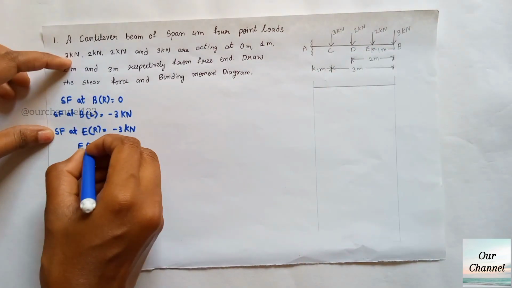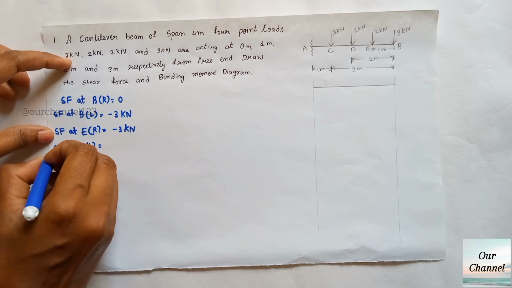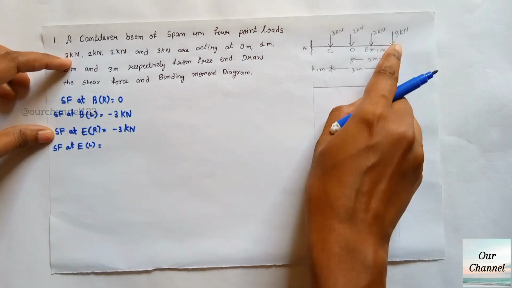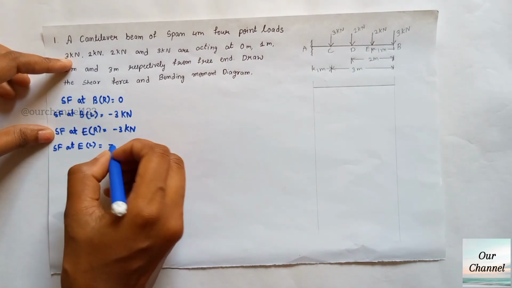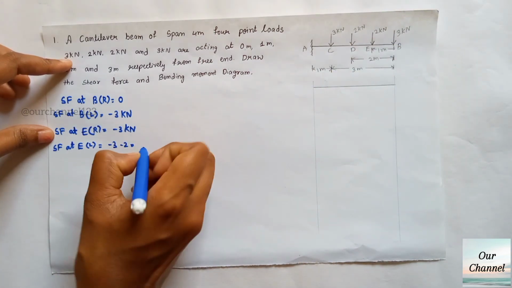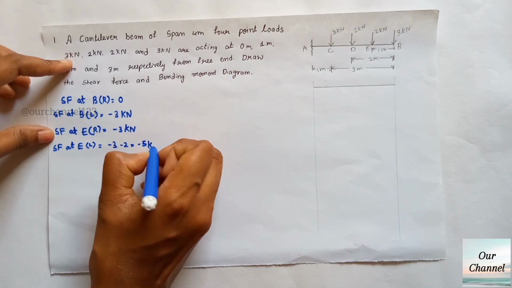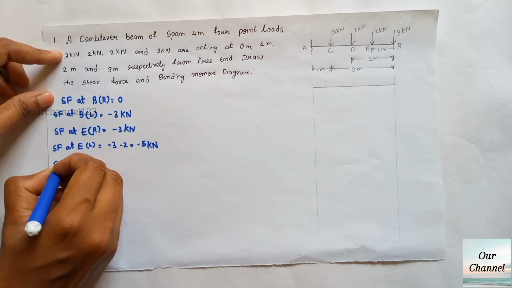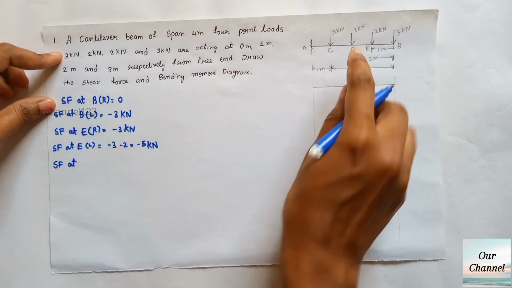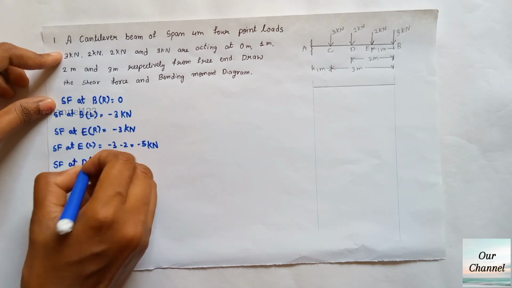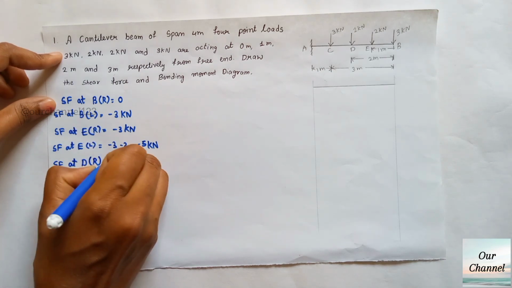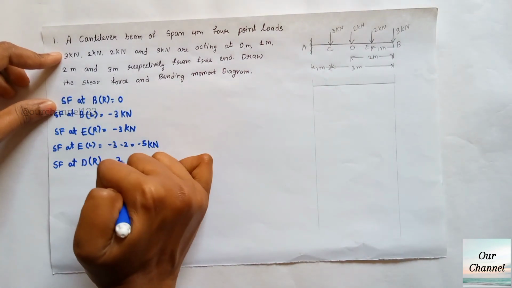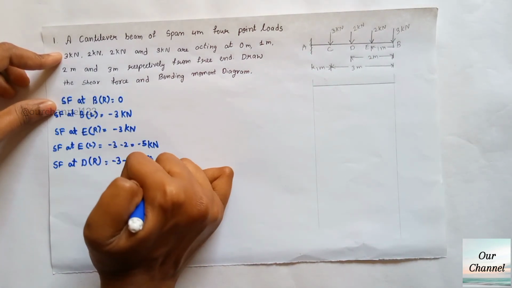Now when we see from the left side, there are 2 point loads. Minus 3 kilonewton and minus 2 kilonewton. Minus 3, minus 2. So minus 5 kilonewton. Now D point on the right side. When we see from the right side, there are 2 point loads, 3 and 2. Minus 3, minus 2, we will get minus 5.